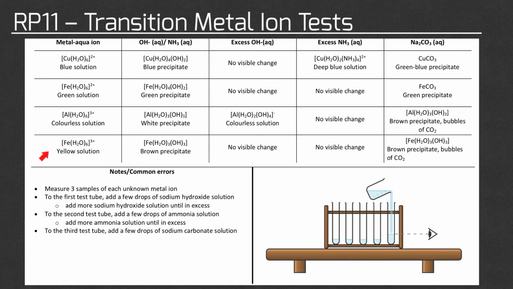Our iron 3 solution would form a brown precipitate when we add hydroxide or ammonia ions. Excess hydroxide would show no visible change, and excess ammonia would show no visible change. When we add sodium carbonate, we'd observe a brown precipitate and bubbles of carbon dioxide being produced.